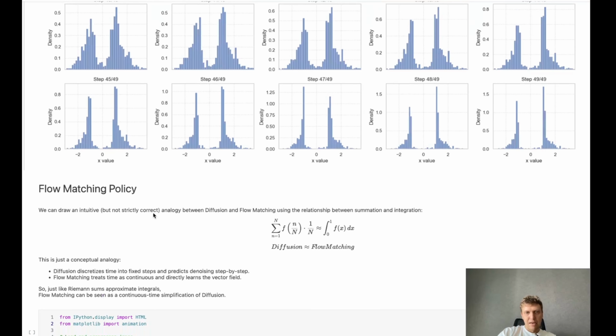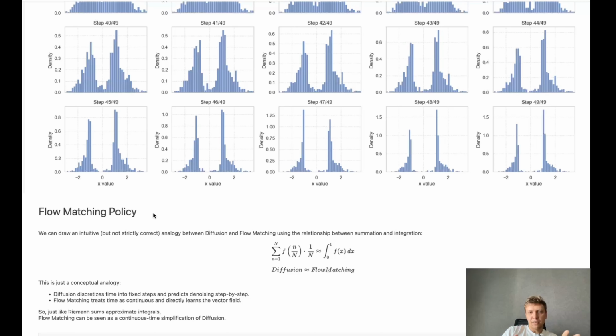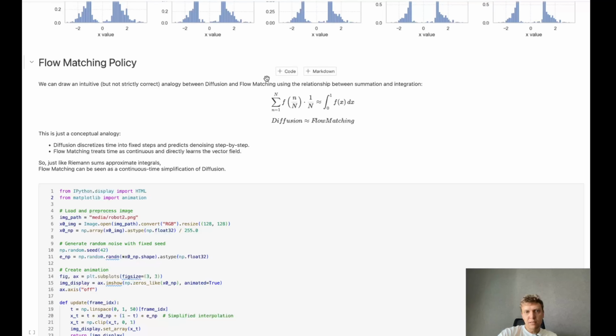used different language. Maybe for simplicity, I can give you this analogy that is not strictly correct, but I think it helps to understand the difference between diffusion and flow matching. So I would say that diffusion relates to flow matching as this summation relates to this integral on the right. If we ignore some edge cases of strange functions, and if we choose a pretty high n, then this summation of a few discrete numbers is approximately equal to this integral. And the same with diffusion and flow matching.